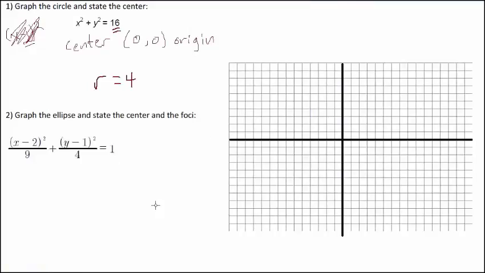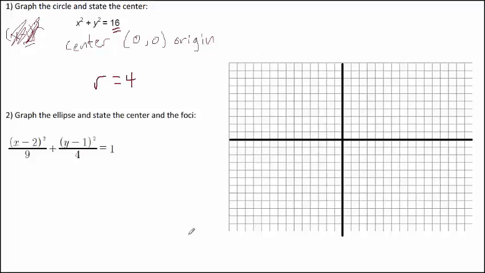Now let's look at the second one. This is not going to be a circle. It is going to be an ellipse, however. Basically, if the two denominators are different and both variables are squared, that's how you know it's a conic section. If only one of them were squared, it would be a single parabola, either a U or an upside-down U if the x is squared. If the y is squared, it would be a sideways U, in either direction depending on whether it was negative or positive.